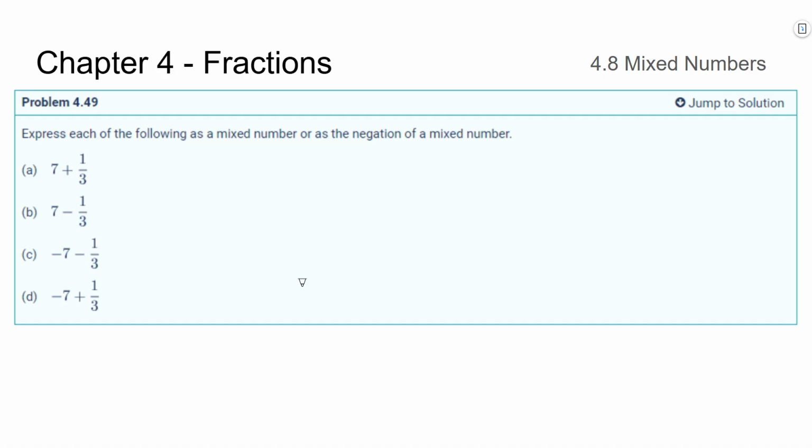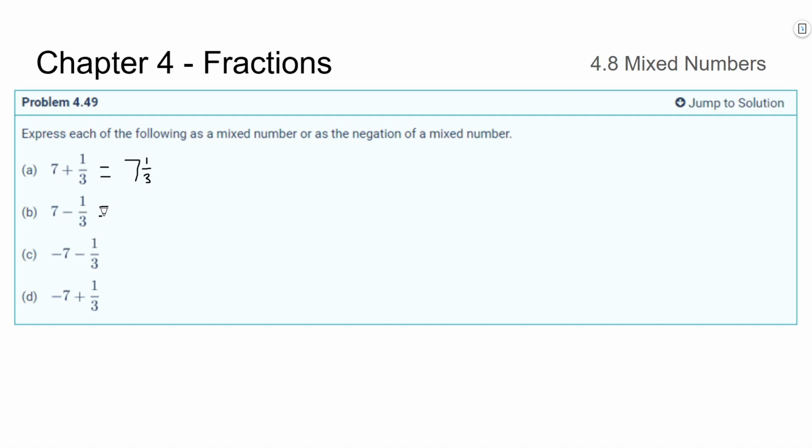Now express each of the following as a mixed number, or the negation of a mixed number. Okay, so 7 plus 1/3, well, that's just 7 and a third. That's just what a mixed number is, so 7 and 1/3. Just write it like that. And also remember that this does not mean 7 times 1/3. 7 times 1/3 is very different than 7 and 1/3, the mixed number 7 and a third, because this is 7 plus 1/3, not 7 times 1/3. It'd be very different values.